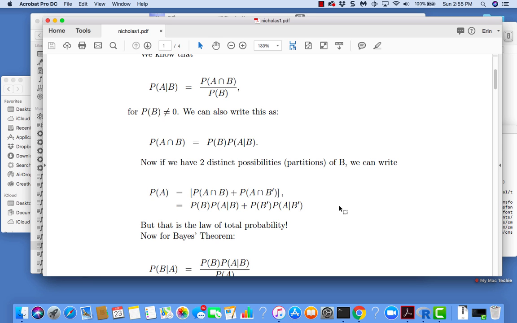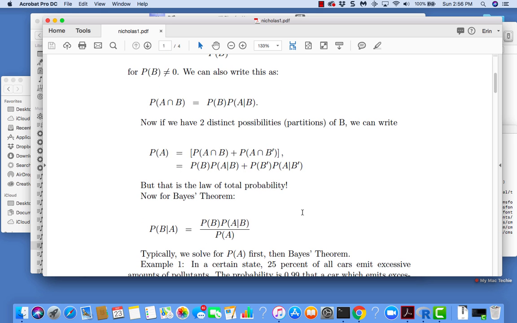the probability of A is equal to the probability of A intersect B plus the probability of A intersect B prime, or you might know it as B complement. It's the same thing. So these are mutually exclusive events. So now I can plug back in using my definition from the previous line. I can write this as the probability of B times the probability of A given B plus the probability of B complement times the probability of A given B complement. And that's just your law of total probability.